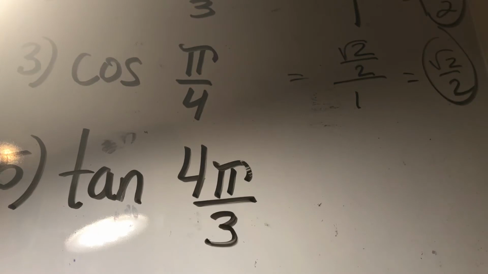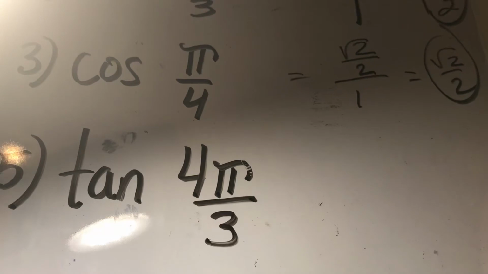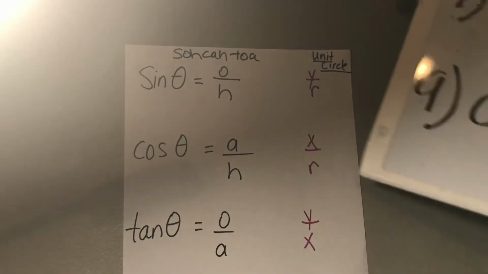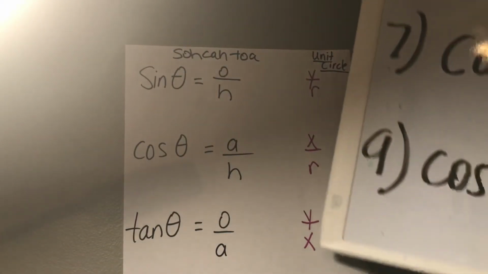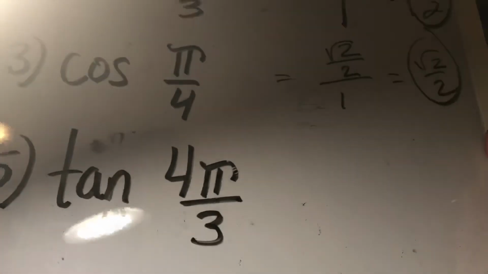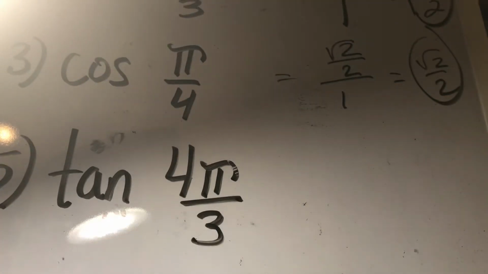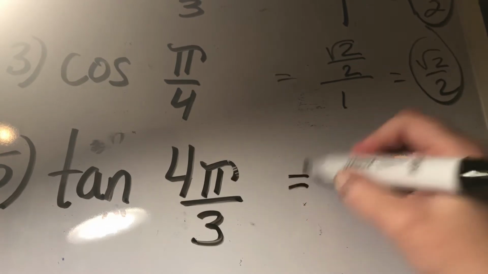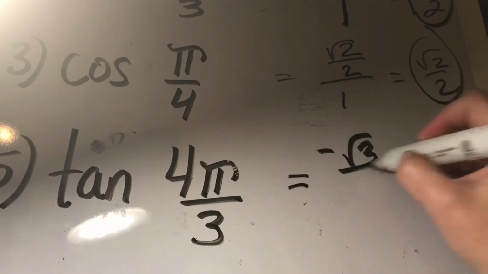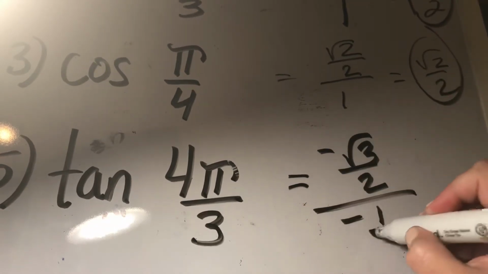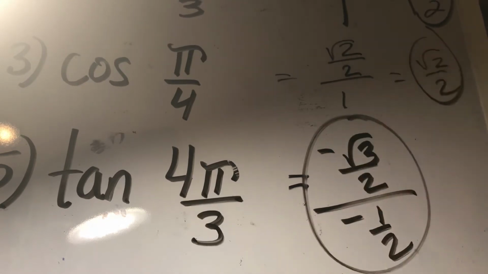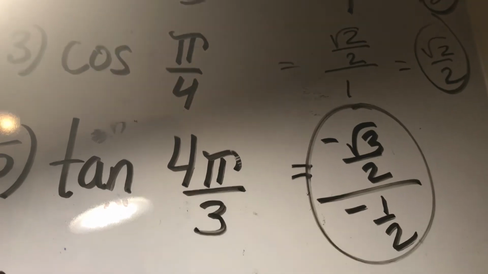Number 5, you need the tangent of 4 pi over 3. Go to your unit circle, find 4 pi over 3. And you're going to write down the y value there divided by the x value. So 4 pi over 3. Here's the y value divided by, here's the x value. Do not worry about simplifying that. That is no big deal.